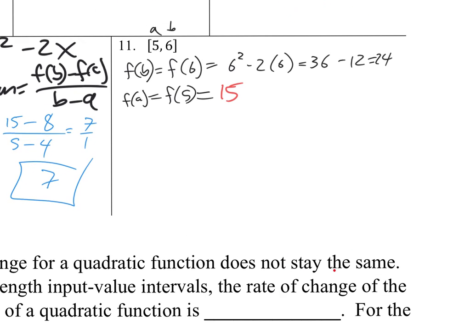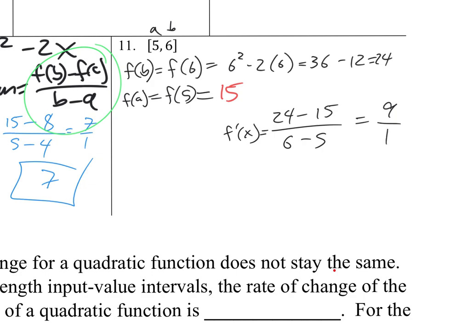Beautiful. So now I'm going to go to my equation. Again, this guy. And I'm going to say my f of b is 24 minus my f of a is 15 over 6 minus 5. And I got 9. 24 minus 15 is 9 over 1. And so my average rate of change here is 9.